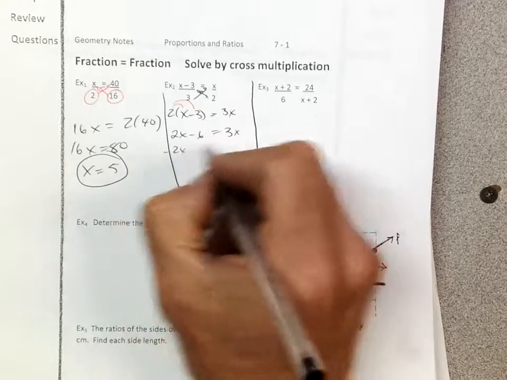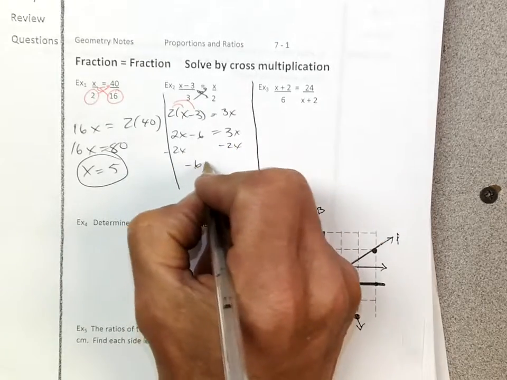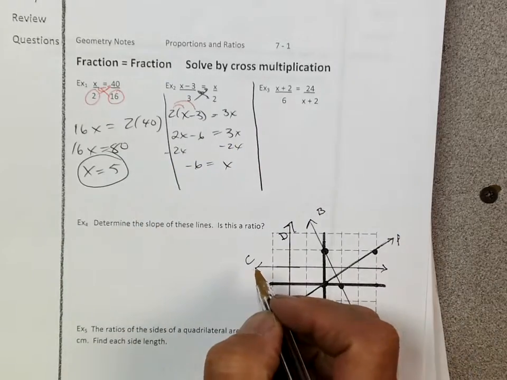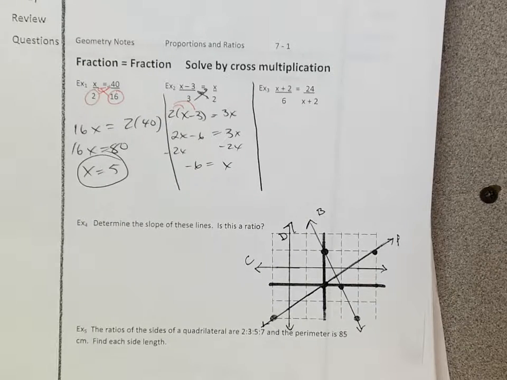Minus 2x, negative 6 equals x, right? And that's it. Thumbs up, easy.